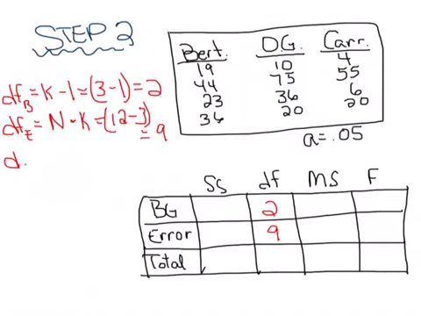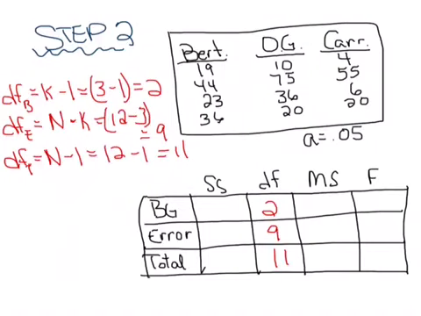Then our degrees of freedom total is capital N minus 1. We just said N is 12. We subtract 1, so it's 11. We can double check our work and make sure we got it right by adding together the degrees of freedom between and the degrees of freedom error; we should get the total. We did get 11, so we're good.